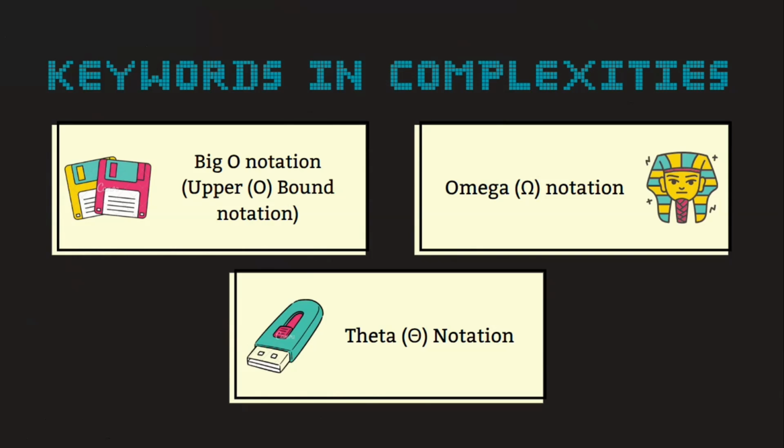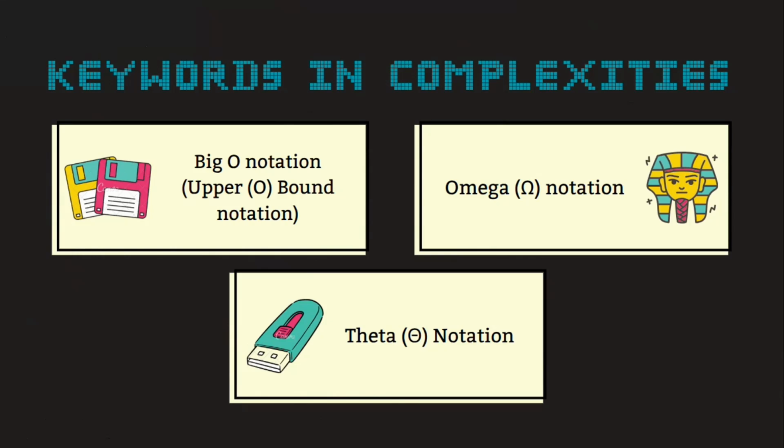Here are some keywords related to algorithms. Big O notation represents the worst case scenario of an algorithm's time and space complexity. It provides an upper bound on the growth rate of the algorithm. For example, if an algorithm has a time complexity of O(n), it means that the algorithm's running time grows linearly with the input size n.